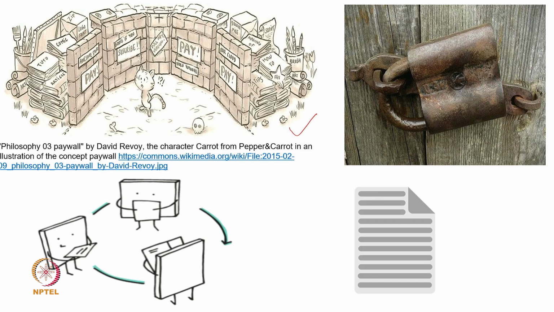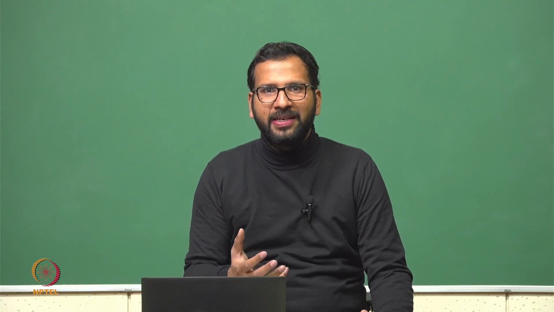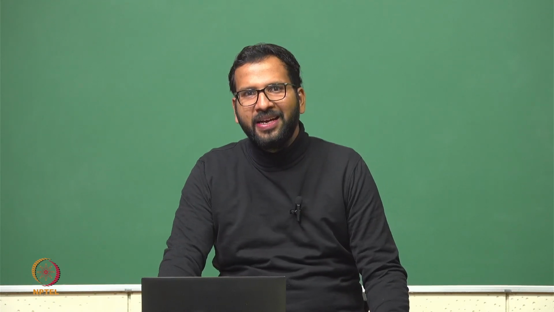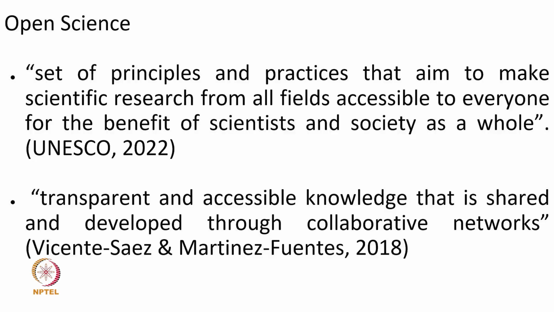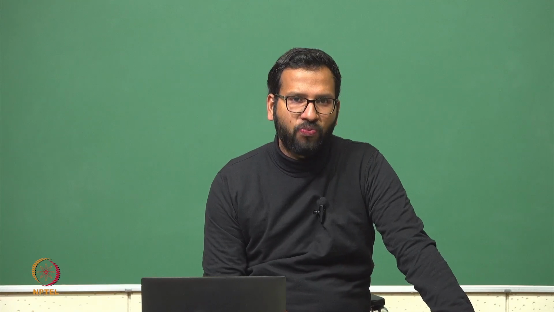Let us first discuss what open science is. UNESCO defined open science as a set of principles and practices that aim to make scientific research from all fields accessible to everyone, for the benefit of scientists and society as a whole. Let us take another definition, given by these authors in 2018: open science is transparent and accessible knowledge that is shared and developed through collaborative networks. If we see this definition, it has four key parts.